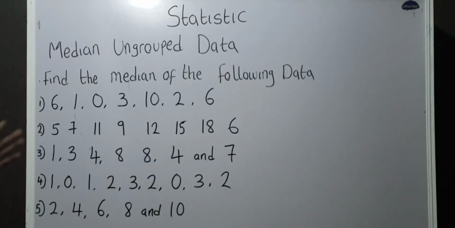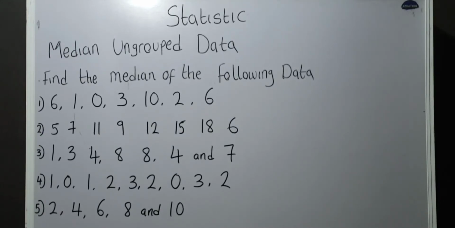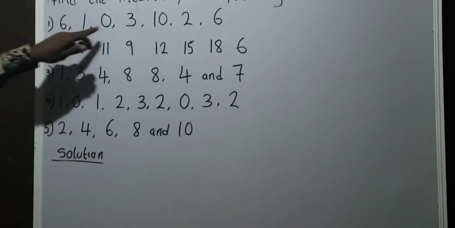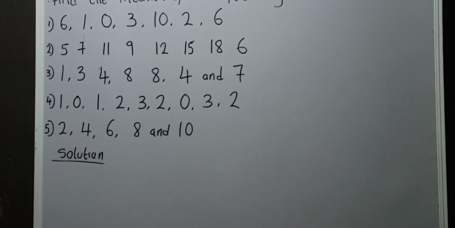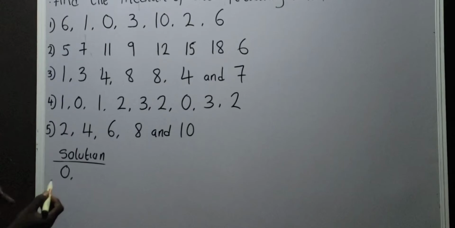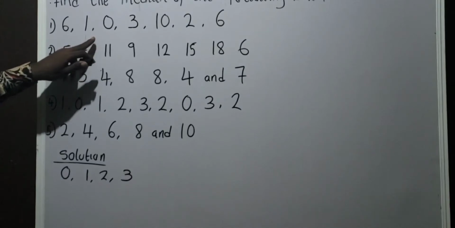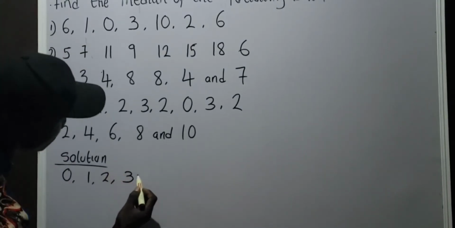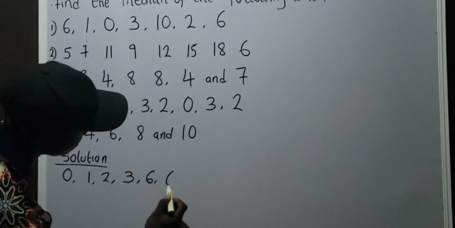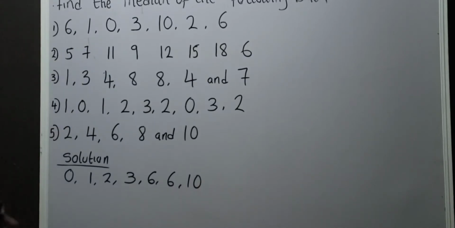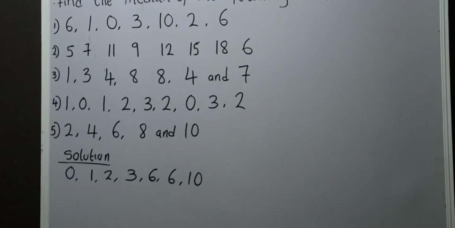Let's find the median of the following data. Don't forget, the first step is that we are going to arrange the data in ascending order. Let's start with question number 1. Now let's arrange this data in ascending order. The least one is 0, followed by 1, 2, 3, 4, 5. There is no 5, so I put 6, 10, and 10. So I have arranged this data in ascending order.